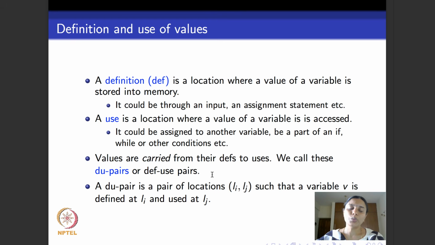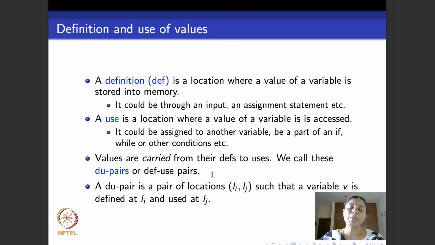So what is a use? A use is a location in a program where a variable's stored value is accessed by a statement of the program, by an assignment statement wherein it could be assigned to another variable. It is accessed because it is being checked as a part of a condition that comes along with an if statement, or it's used as a part of a condition that comes along with a loop like a for loop or while loop.